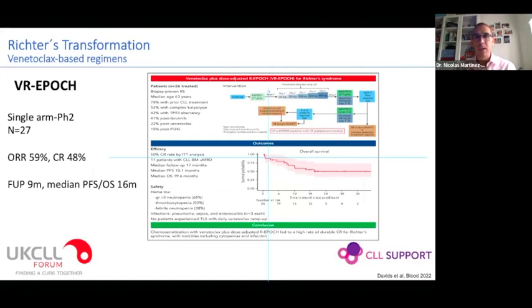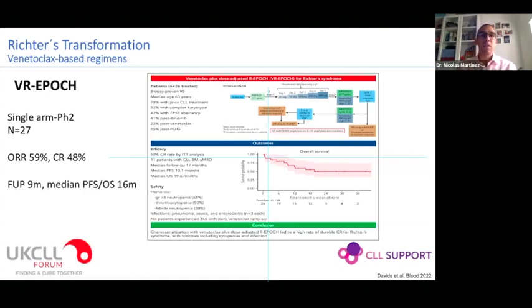There's a specific schedule of venetoclax after the ramp up. They get it on days 1 to 10 of every cycle of the EPOCH to prevent further cytopenias, because obviously the EPOCH is very myelotoxic. It is a good result.